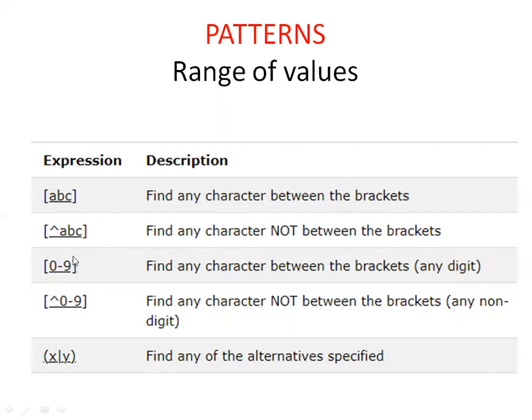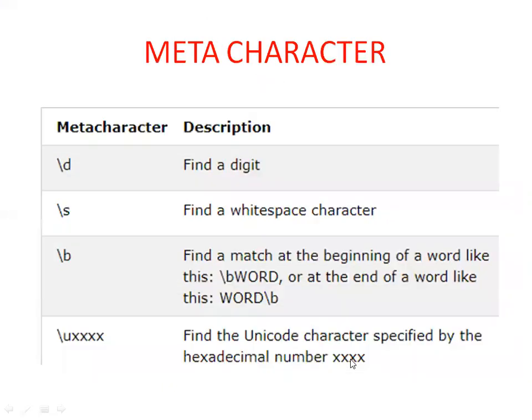Here we have specified the digits. Next one is not digit. Caret 0 to 9 means it is used to find any character not between the brackets, so usually it will return the non-digit characters. And x or y. Within the parentheses, we have specified the alternatives x or y. It is used to find any of the alternatives specified.